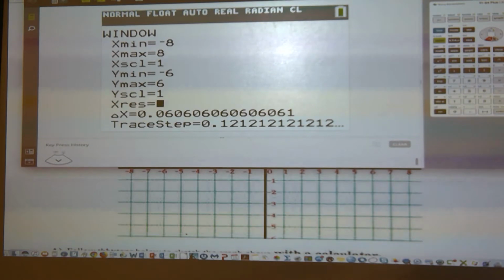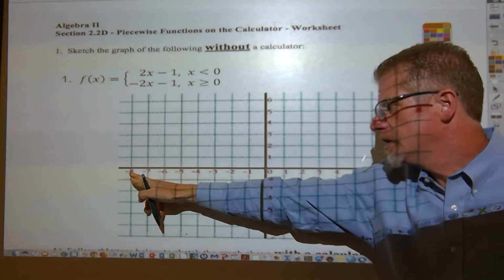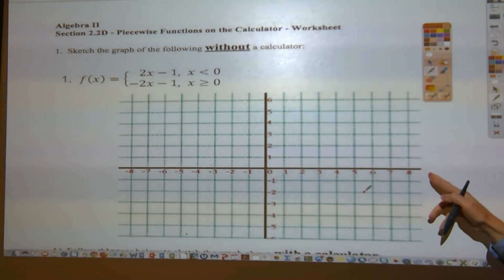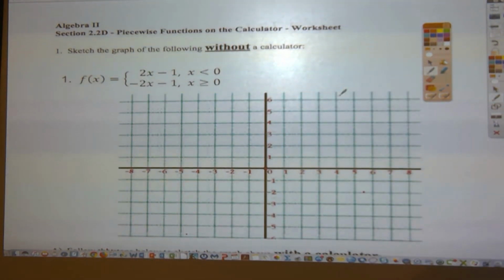Oh, can you keep that up straight? Yeah, we're going just from -8 to 8. It's actually right here. It's right on your handout. -8 to 8 on the x-axis, wonderful. -6 to 6 on the y-axis.